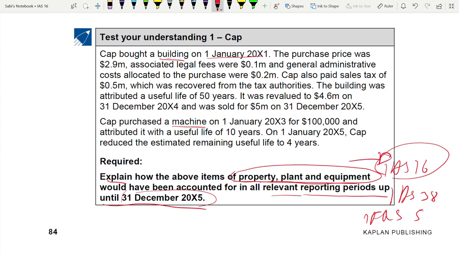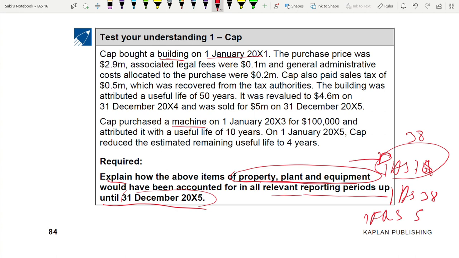In the exam, in the requirements, they will not mention the standard. In case you forgot the number, don't worry. Don't write the number, but at least you should know the rules of property, plant and equipment. That's the whole thing. Let's say rather than IAS 16, you thought maybe it is IAS 18, or you got confused with some other standard. Never make this mistake. When you are in doubt, never use the number.